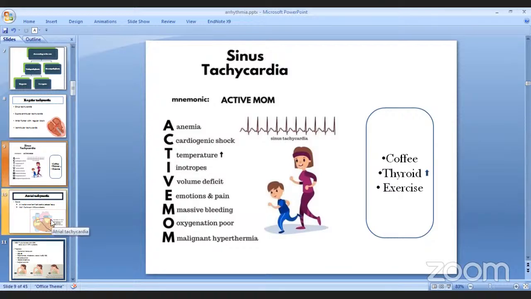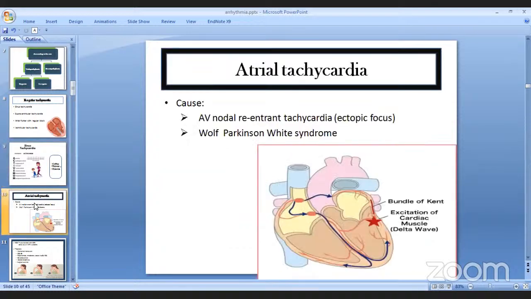There's not much to do in this case. The main treatment is to abolish the causative factor. For example, if there is anemia, obviously we need to correct the anemia. If the temperature is high, we work toward decreasing the temperature.